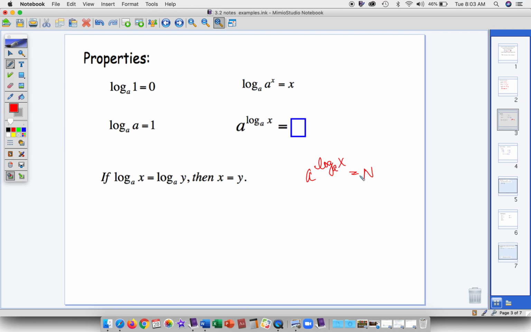So what I'm going to do is take the exponential form and switch it back to my log form. So in log form, it would be log of my base, which is a, of something, N is that something, equals my exponent. And the exponent is log base a of x. Now we can use this one-to-one property because we have log base a and log base a. So that means N is equal to x, which means this entire thing was equal to x.